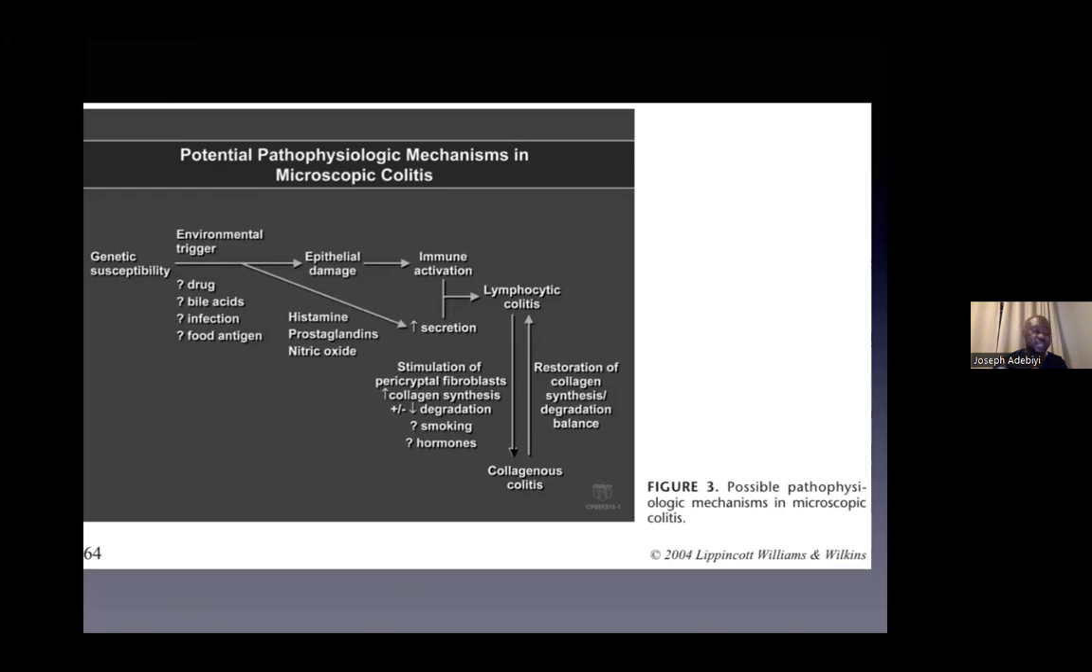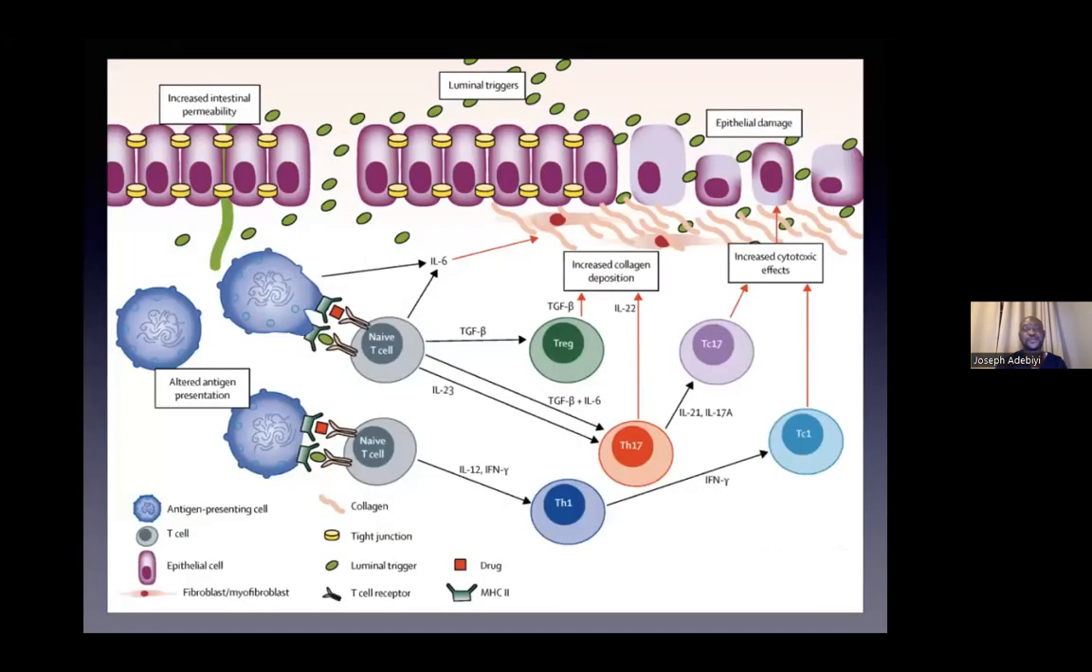And then this would stimulate some immune activation with increased secretions, and then essentially stimulate pericryptal fibroblasts, which then leads to increased collagen synthesis, with reduced degradation of collagen and reduced fibrinolysis, and then essentially leading to lymphocytic colitis and/or collagenous colitis.